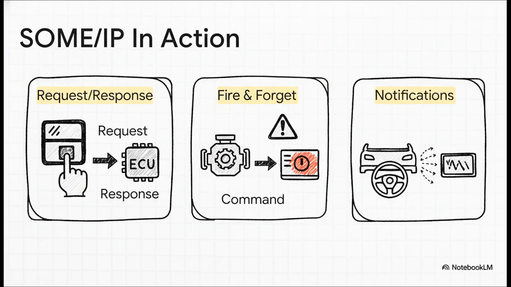Well, here's the deal. These different message types are what make your car's features actually work. You press the window button, that's a request response message. A warning light pops up, that's a fire and forget command. It doesn't need a reply. And those parking sensors constantly updating the screen, that's a notification. SOME/IP is the backbone that handles all of these different kinds of conversations instantly.